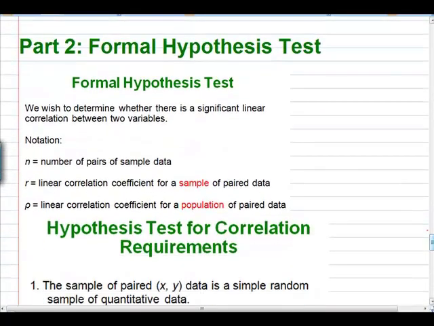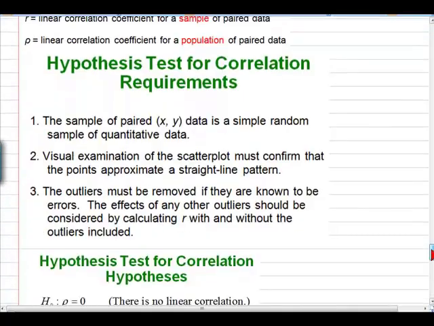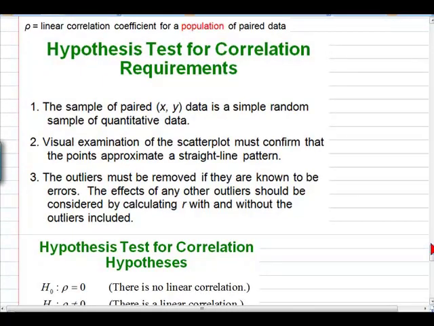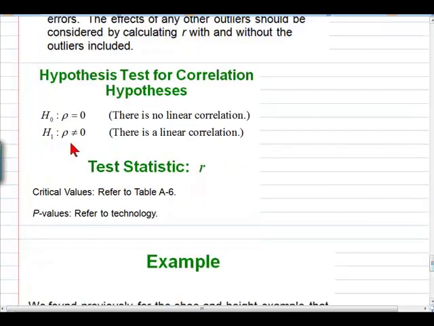Now for the formal hypothesis test, I kind of gave you the preview of it. We have our notation. N is the number of paired sample data. R is our linear correlation coefficient for the sample. Rho is the linear correlation coefficient for a population of paired data. Our hypothesis test requirements happen to be the same as they were before for considering correlation and finding R values. Our hypothesis tests are here. The null hypothesis is rho equals 0. That means there is no linear correlation. The alternative is rho is not equal to 0, which means there is a linear correlation.